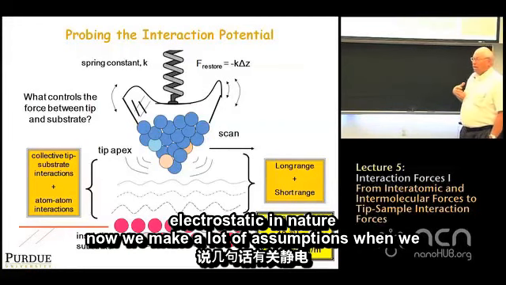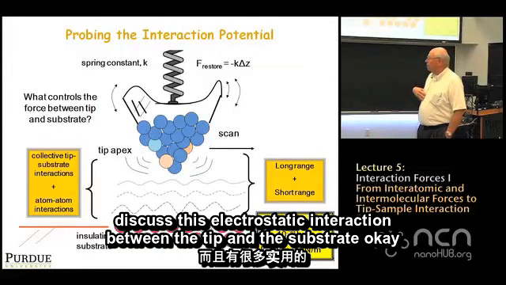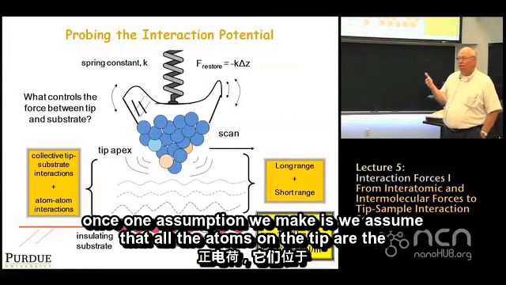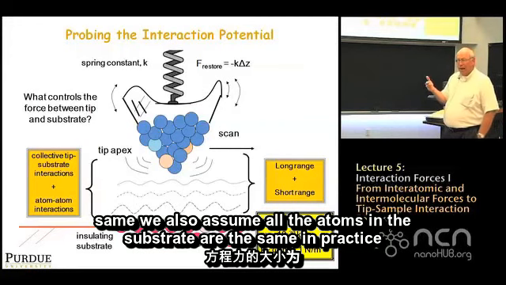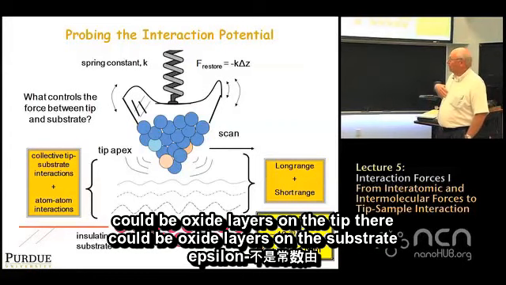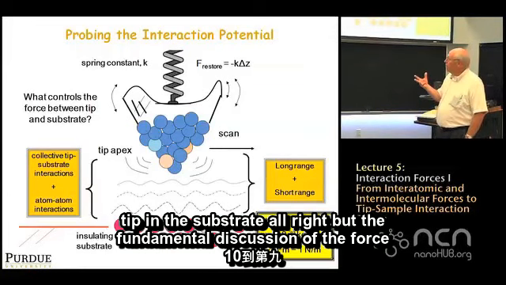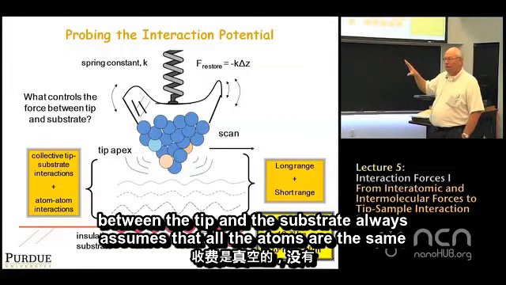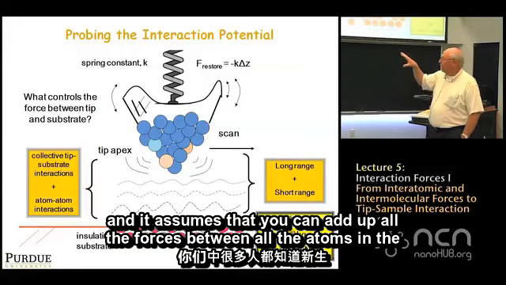Now, we make a lot of assumptions when we discuss this electrostatic interaction between the tip and the substrate. One assumption we make is that all the atoms on the tip are the same. We also assume all the atoms in the substrate are the same. In practice, that's not the case. There could be oxide layers on the tip, there could be oxide layers on the substrate, there could be a water layer coating the tip and the substrate. Right, but the fundamental discussion of the force between the tip and the substrate always assumes that all the atoms are the same, and it assumes that you can add up all the forces between all the atoms in the tip and all the atoms in the substrate.